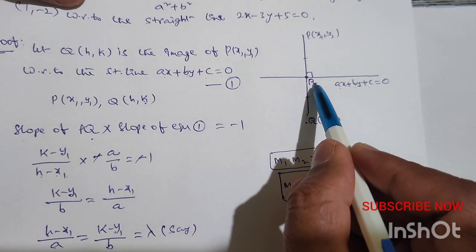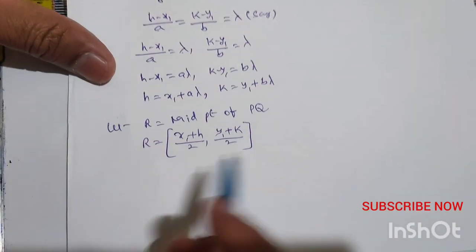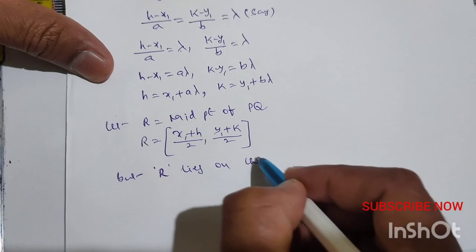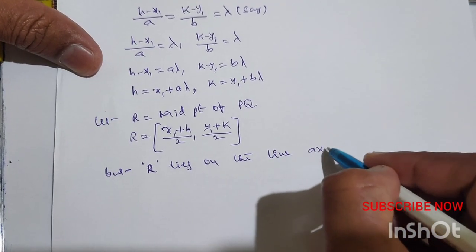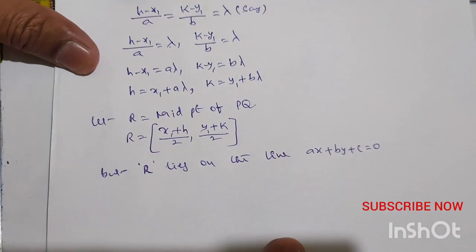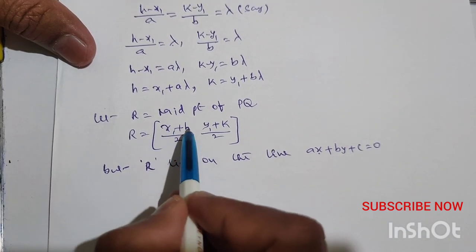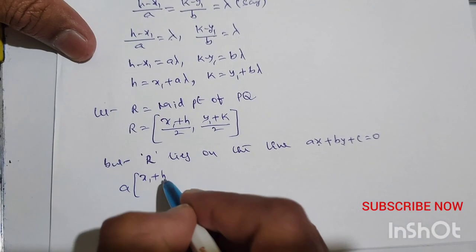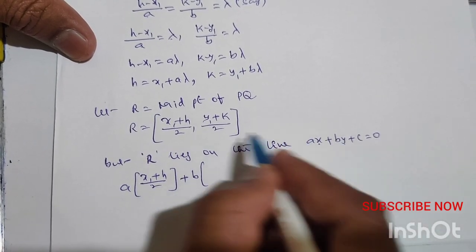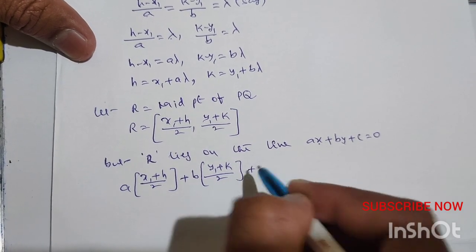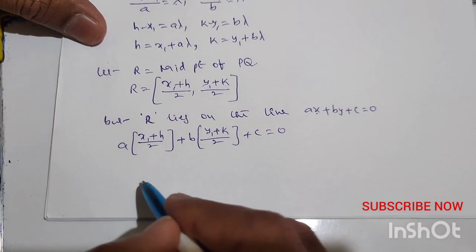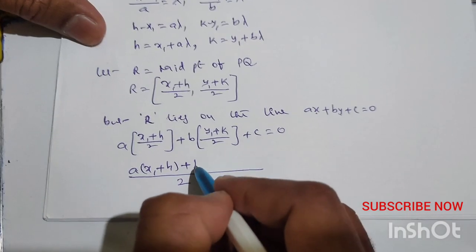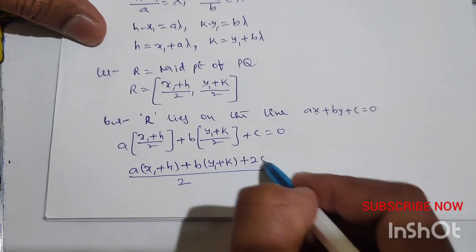But R lies on the line ax + by + c = 0. Now substitute x = (x1 + h)/2 and y = (y1 + k)/2. So a(x1 + h)/2 + b(y1 + k)/2 + c = 0. Taking the LCM, a(x1 + h) + b(y1 + k) + 2c = 0.